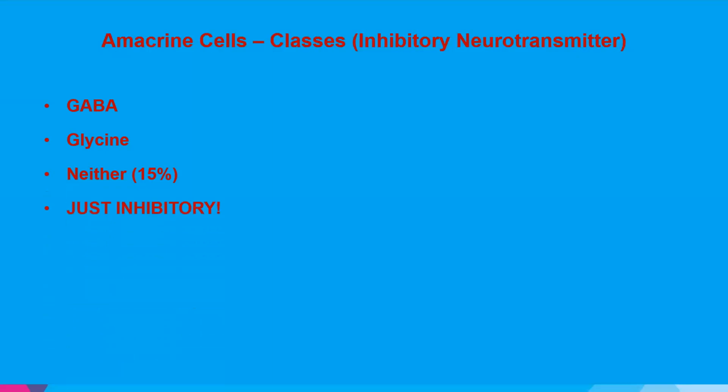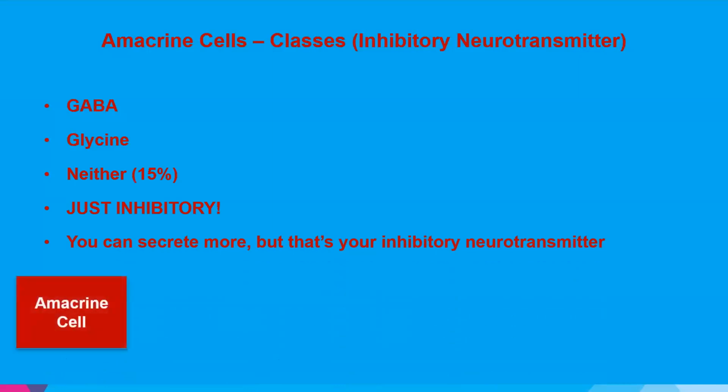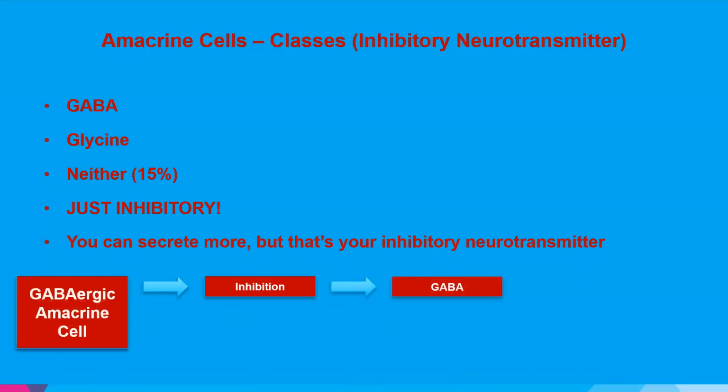So remember, they're just inhibitory. This is how we classify them in terms of their inhibitory neurotransmitter. You can secrete other things, but you have an inhibitory neurotransmitter, and if you're GABA or glycine, that's how you would classify them, or neither of those two. So as an example, we have an amacrine cell here, and for inhibition of the downstream neuron it's connected to, it secretes GABA. Well, then it's a GABAergic amacrine cell, because that's what it secretes as an inhibitory neurotransmitter.